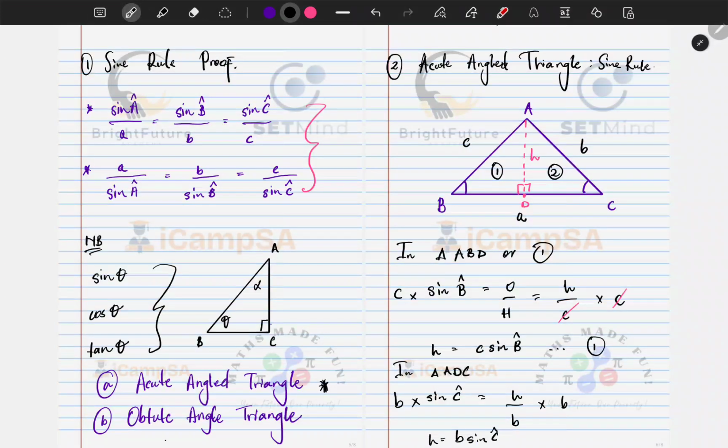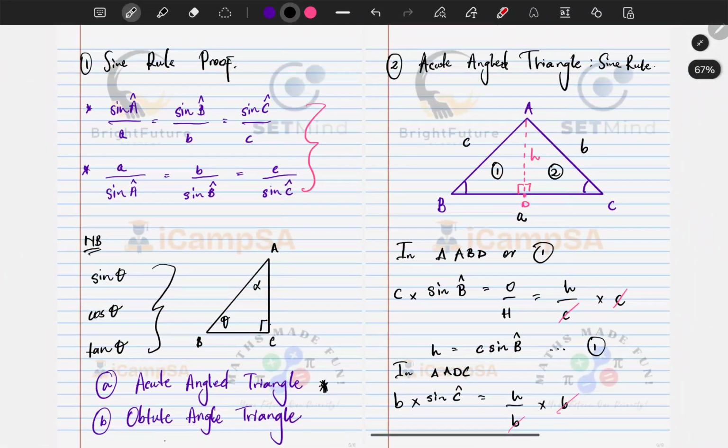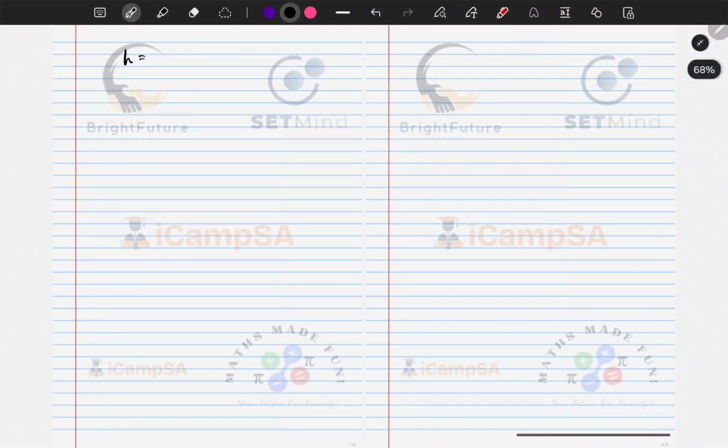It's not clear here, so I'm just going to write this on the other side. So this and that will cancel, and now I'll be left with h equals b sine c. Great. And I'm going to call this equation 2.